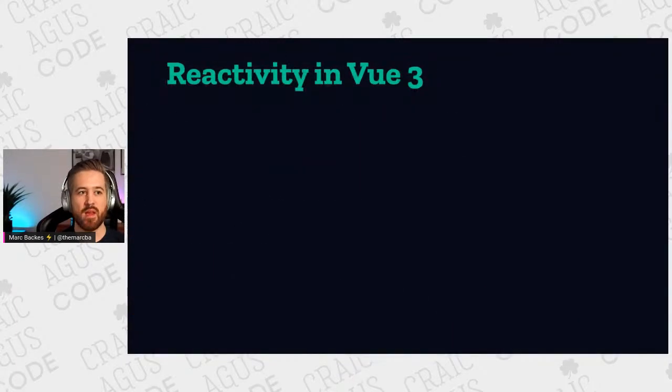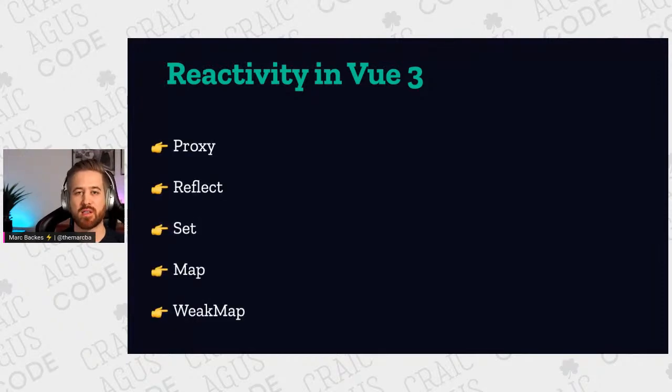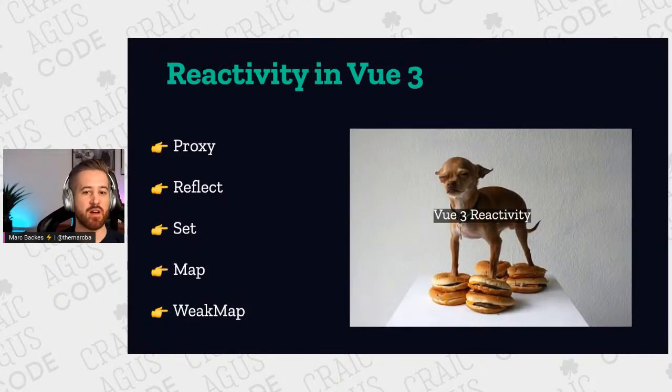So let's see reactivity in Vue 3. There are some building blocks: proxies, reflect, set, map, and WeakMap. We will see a little bit more about all of this later, but you can imagine Vue 3 reactivity like this little chihuahua standing on a couple of cheeseburgers. It's standing on those pillars that for this dog are cheeseburgers, but for Vue 3 are proxy, reflect, set, map, and WeakMap. Hope you like the dog. It took me pretty long to find this picture.